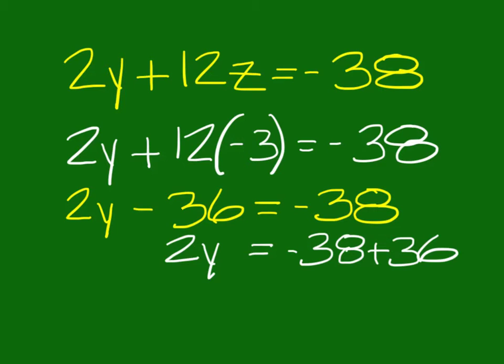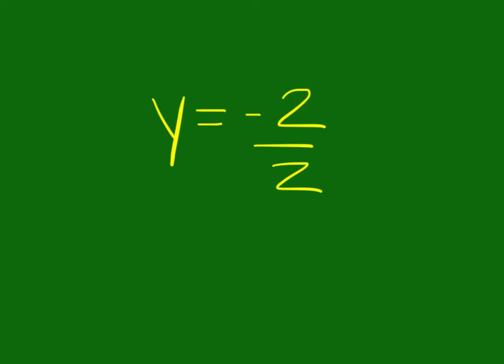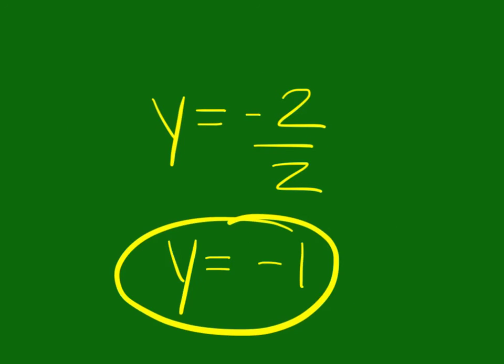And negative 38 plus 36 is going to give you a negative 2, which you would have to divide by this 2 here next to the y. So negative 2 divided by 2 should be negative 1. Now we're going to put y equals negative 1 and the value we found for z back into the very first equation in the original setup.